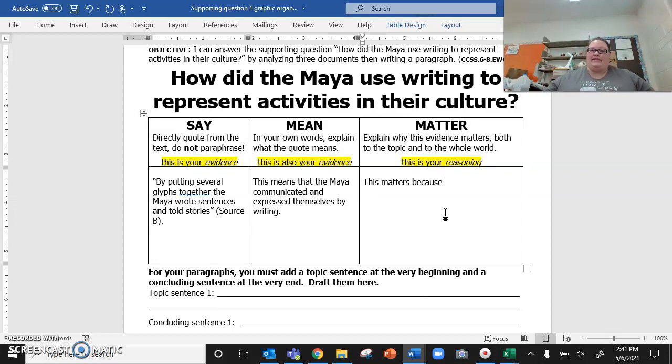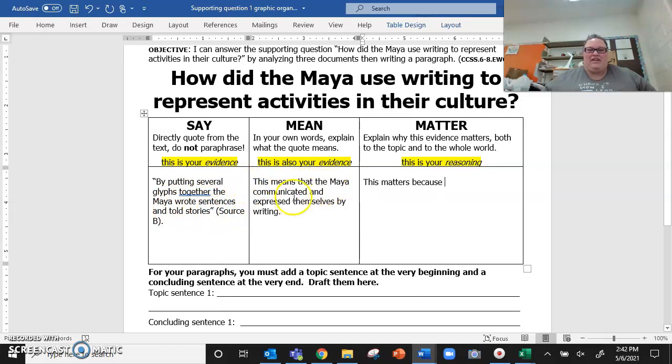I don't know. To be honest, I don't even know what we're talking about at this point. I'm so tired, y'all. So when we get to that point when we're like, I don't even know what I'm supposed to say, reread what you have already written. So I'm going to reread it out loud. By putting several glyphs together, the Maya wrote sentences and told stories. This means that the Maya communicated and expressed themselves by writing. This matters because, okay, so now I need to talk about why it's important that people express themselves through writing.